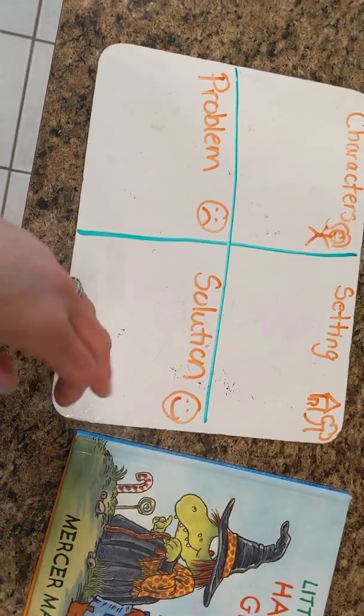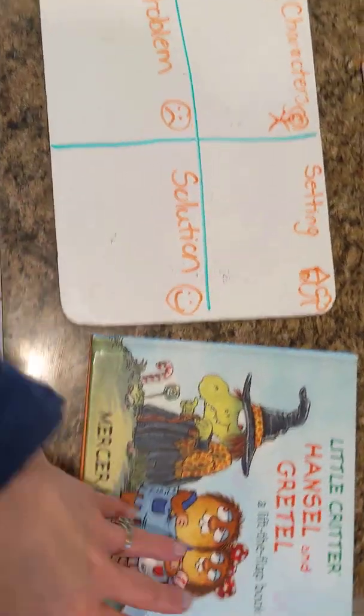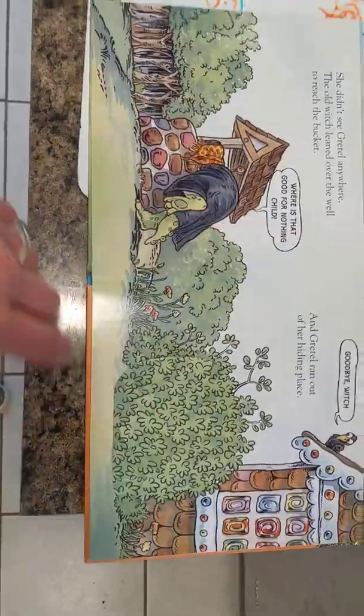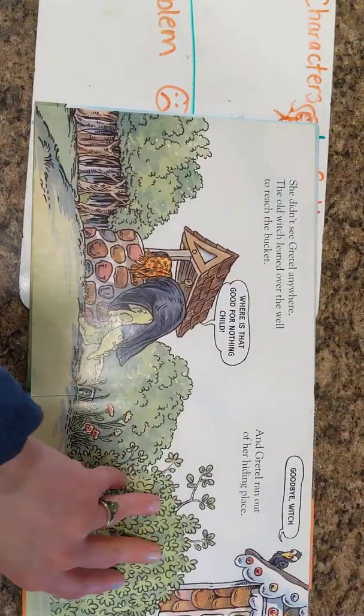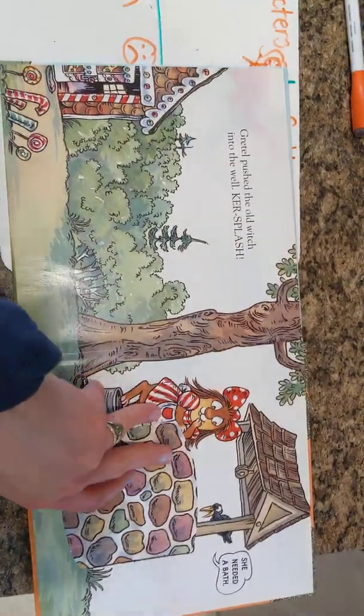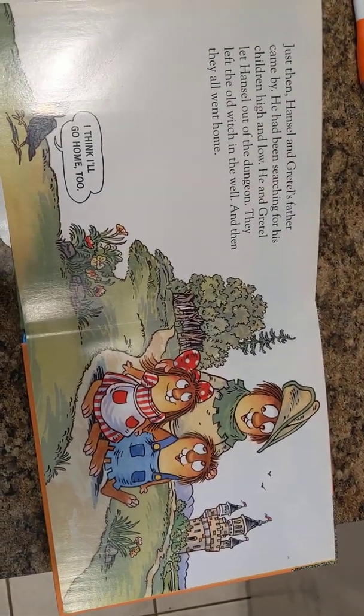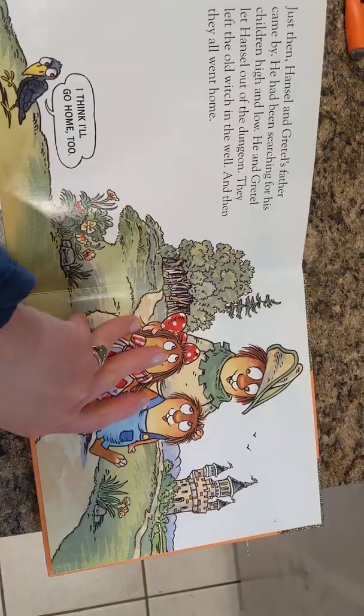Solution. Solution is how the story is fixed. The solution to this story, normally at the end, is that they trick the witch. I'll show you. It's really funny. They trick the witch into falling into a well, and then they don't have the witch anymore, and their father finds them, and they get to go back home.